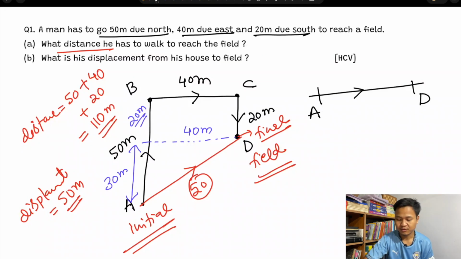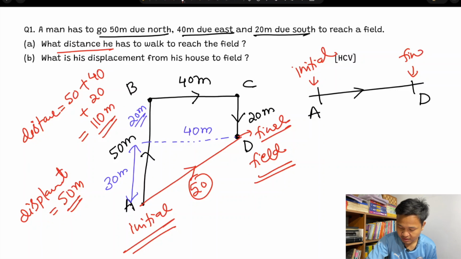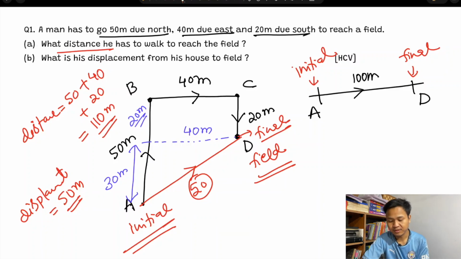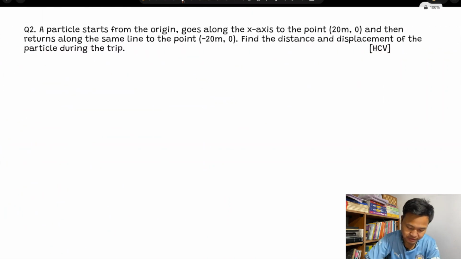This is the initial point, the starting point A, and this is the final point D. Suppose the distance from A to D is 100 meter. The distance traveled is 100 meter, so what is the displacement? Same, 100 meter. So remember, when you move in a straight line, your distance and displacement will be the same. Okay, let's move to the next question.